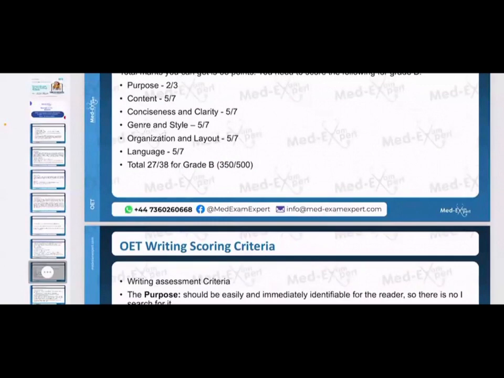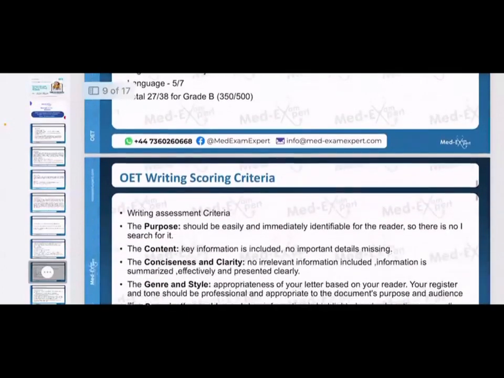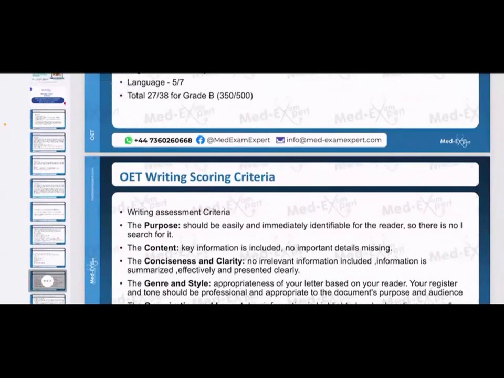Because for most of the professions in the OET exam, it is 350. But I think for OET nursing, in the writing, it is C plus. It is not B, it is C plus, but the rest of the modules are grade B. So for every profession, you have to check the OET official website for what they are demanding. I'm telling you about nursing and medicine. For medicine, you have to score 350 in all. And for nursing, it is 300 in writing and 350 in all.